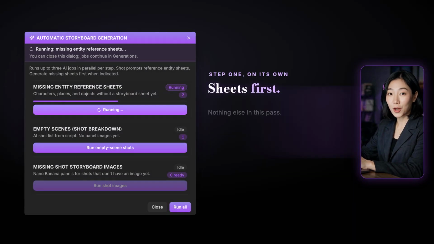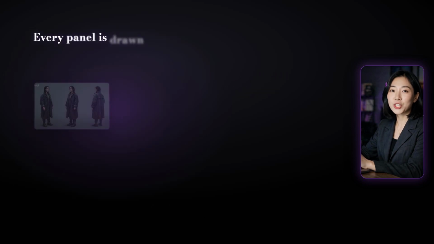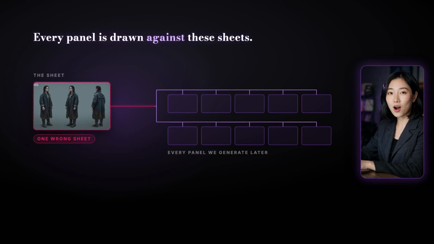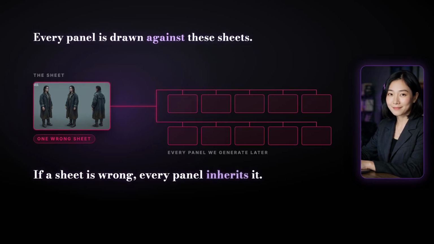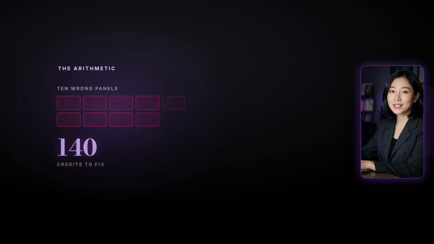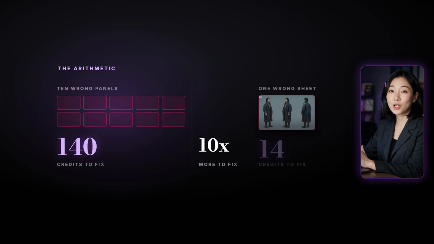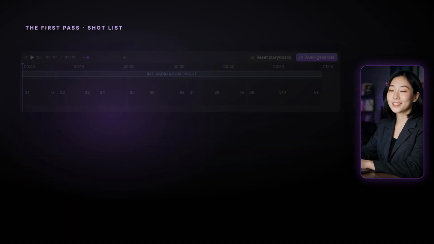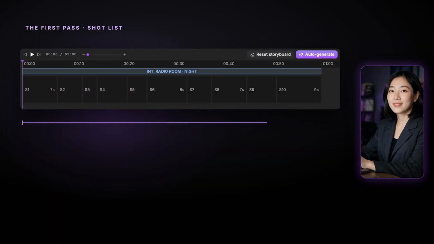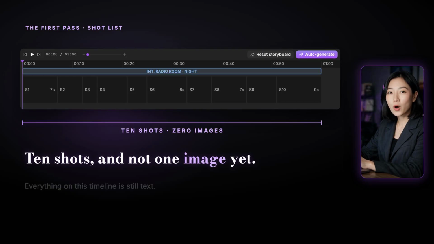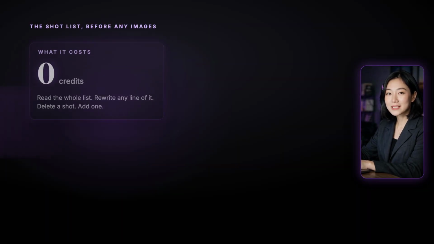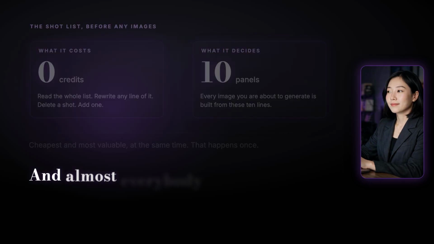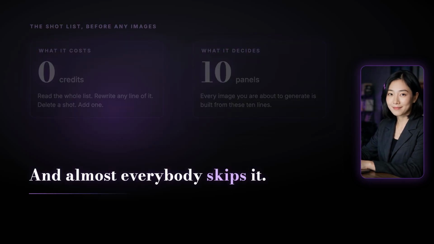Sheets first, alone. Because every panel we generate later will be drawn against these sheets. If a sheet is wrong, every panel inherits it. And 10 wrong panels cost 10 times more to fix than one wrong sheet. Good, now the shot list. There, 10 shots, and not one image yet. This is the cheapest and most valuable moment in the entire workflow. And almost everybody skips it.